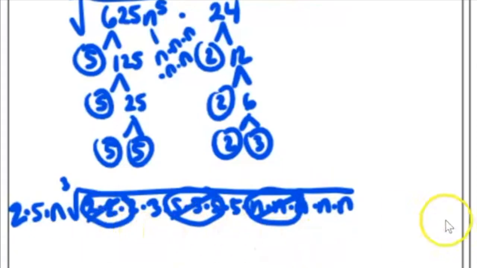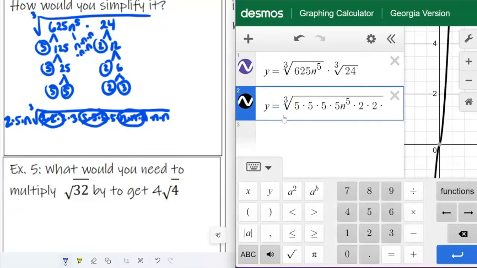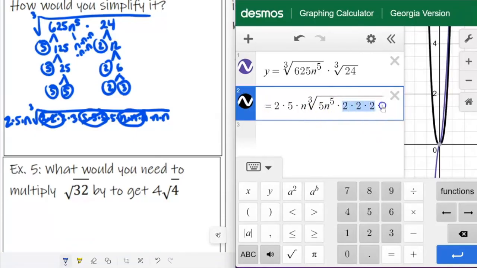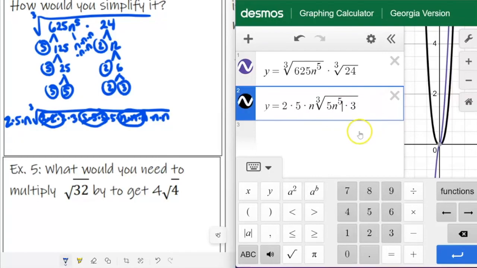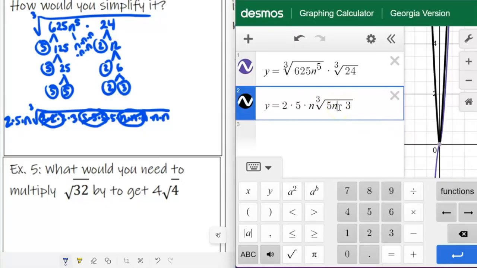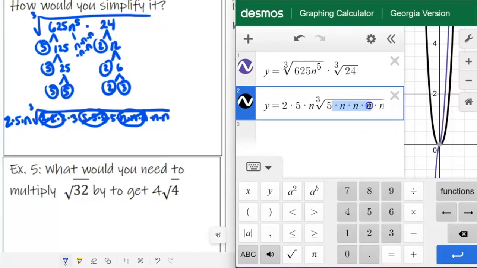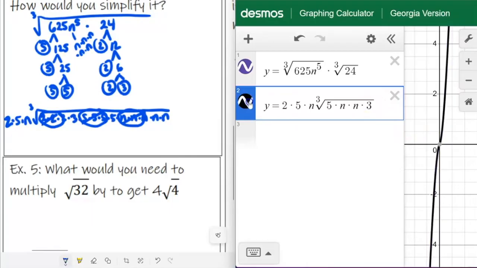So now that I'm done, I'm going to put that in the calculator and see if it matches. So this is 2 times 5 times n. And then I took out a triplet of 5, right? A triplet of 2. And see, something is wrong. Why? Because I haven't taken my triplet of n's out. So let's write n times n times n times n times n. So I need my triplets of n. Boom. And now we're back to matching. Okay, now it looks like my paper, it looks like the calculator, and we're good.